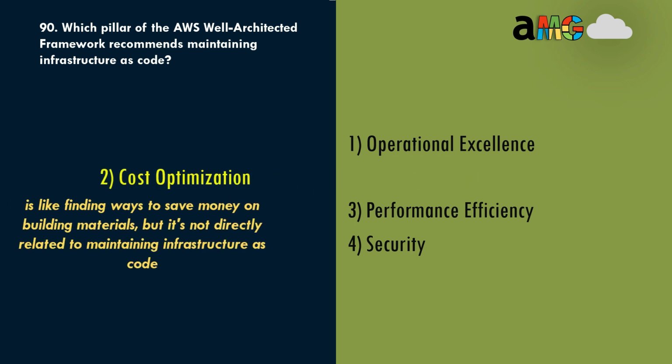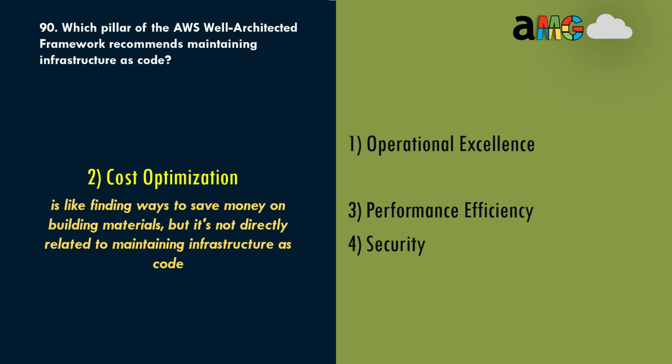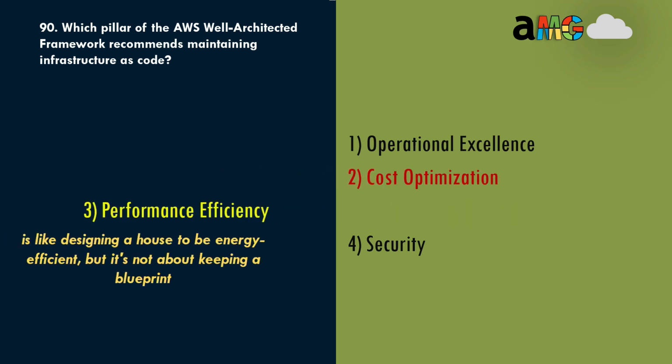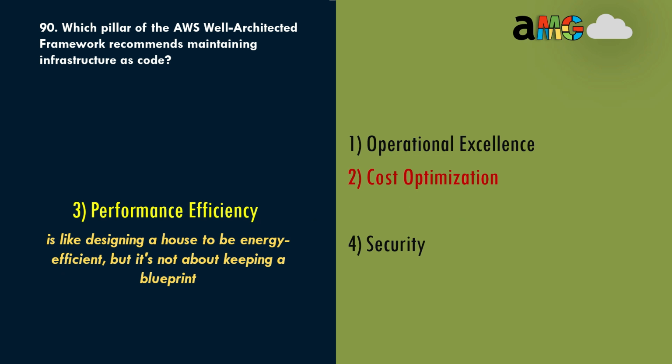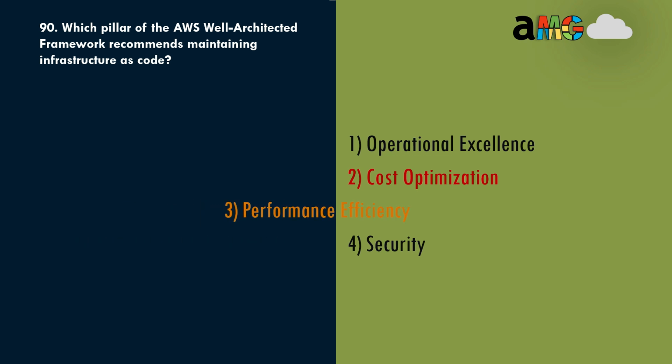So second option, cost optimization, is like finding ways to save money on building materials, but it's not directly related to maintaining infrastructure as code. Okay, so this is the wrong answer. Third option, performance efficiency, is like designing a house to be energy efficient, but it's not about keeping a blueprint. Okay, so this also is a wrong answer.